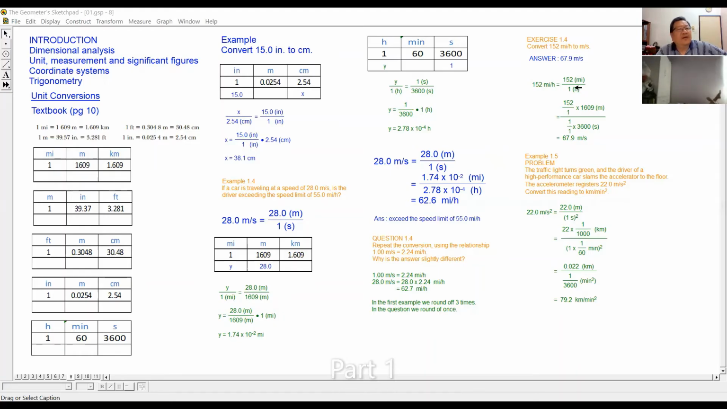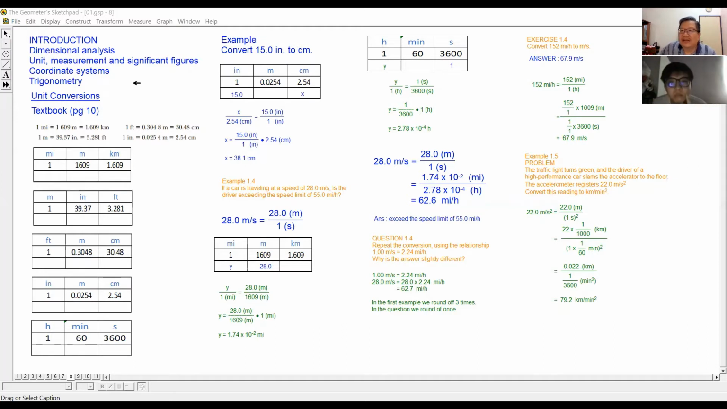Over here, we are going to do the unit conversion. We want to convert from one unit to another. Now, in Malaysia, we are using the metric system, so we don't really encounter inches, pounds, and so on. Our conversion over here is just from one metric number to another metric number.